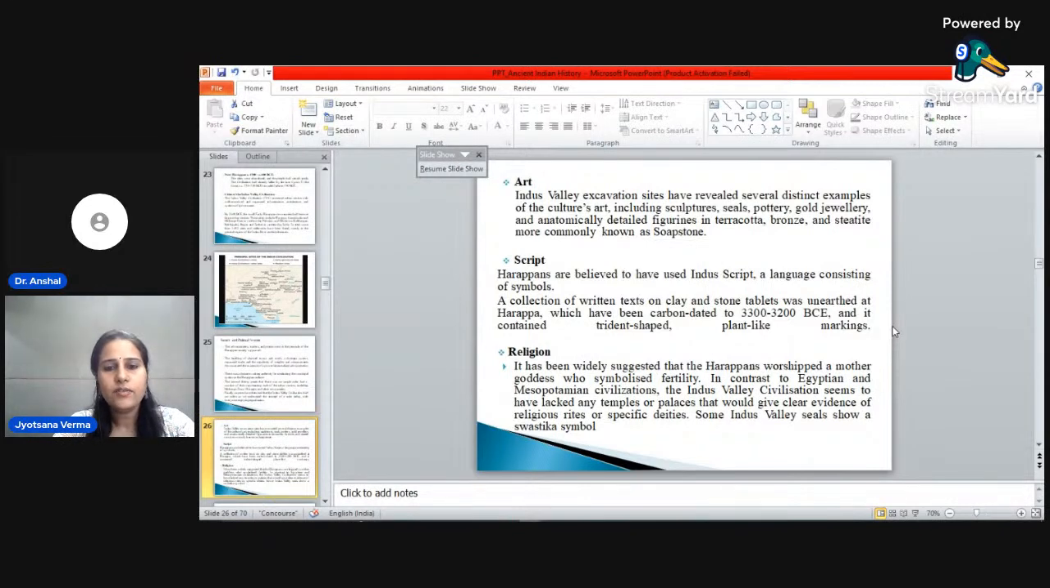And religion in this civilization: mainly the Harappans worshipped a mother goddess who symbolized fertility. In contrast to the Egyptian and Mesopotamian civilizations, the Indus Valley civilization seems to have lacked any temples or places that would give clear evidence of religious rites or specific deities. Some Indus Valley seals also show the swastika symbol.